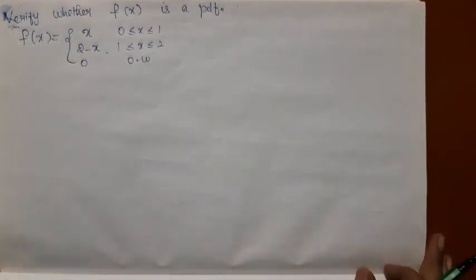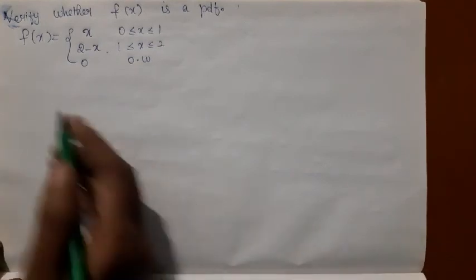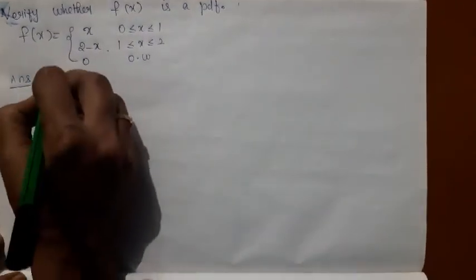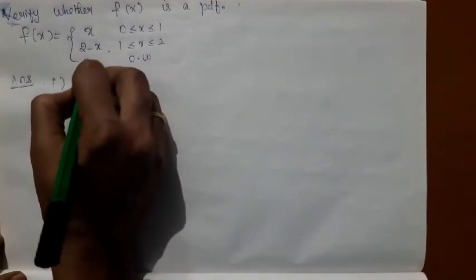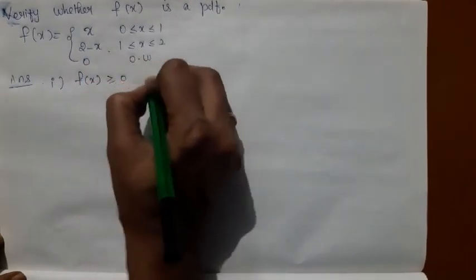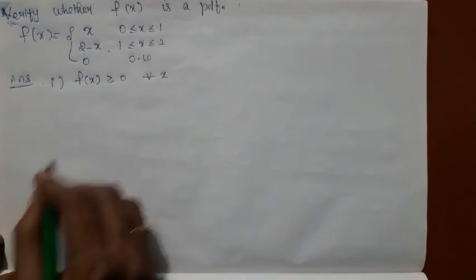Let us consider the problem of verifying whether the given function f of x is a probability density function. To verify whether the function is a probability function, the first condition to be verified is f of x is greater than or equal to 0 for all x.